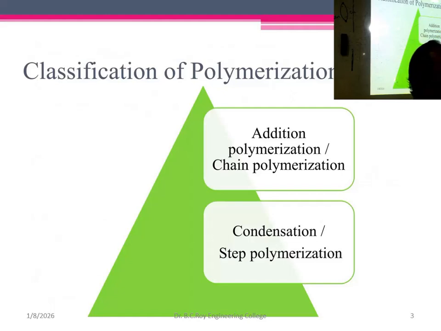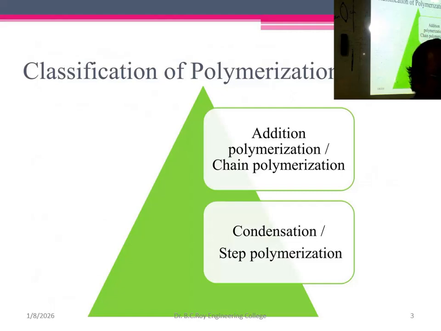Ziegler-Natta catalyst. With the help of this catalyst, radical is generated, and this radical will propagate the reaction, and ultimately it will be terminated, giving you chains. Small chain, medium chain, long chain. These molecules are called polymer.